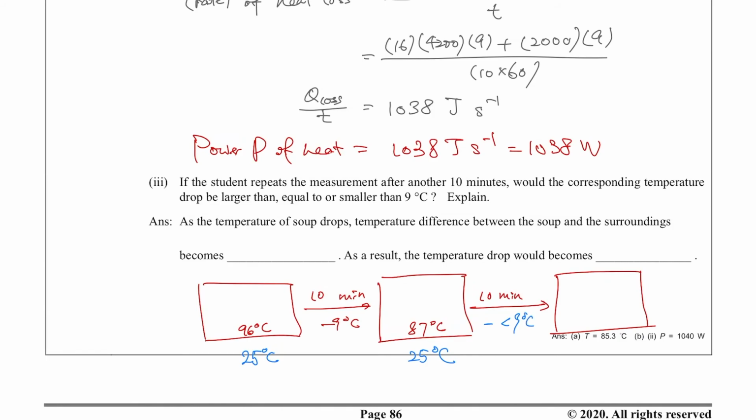So there will not be such a big drop in the temperature. As the temperature of the soup drops, the temperature difference between the soup and the surroundings becomes smaller. As a result, the temperature drop also becomes smaller because heat is lost at a slower rate.